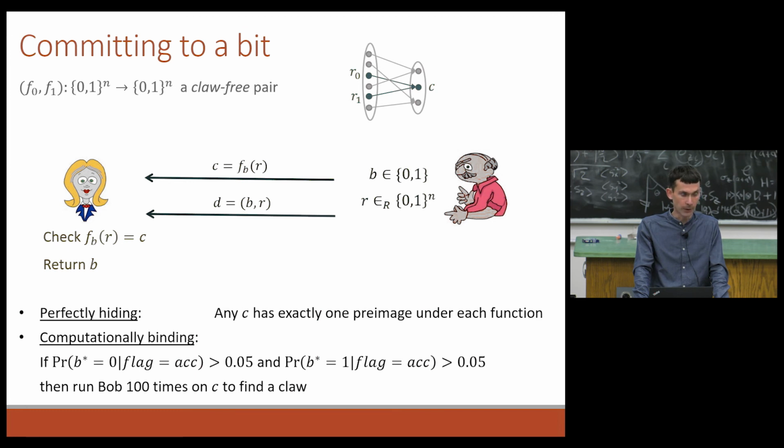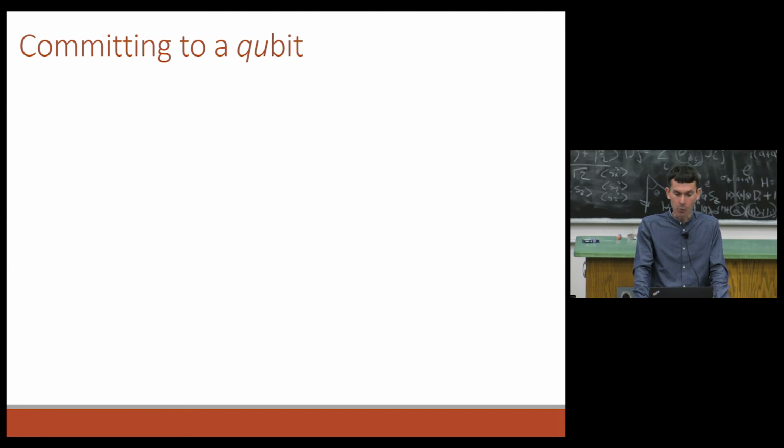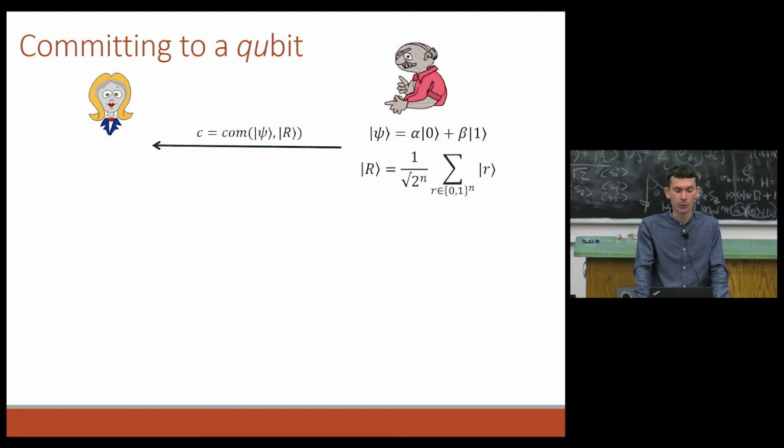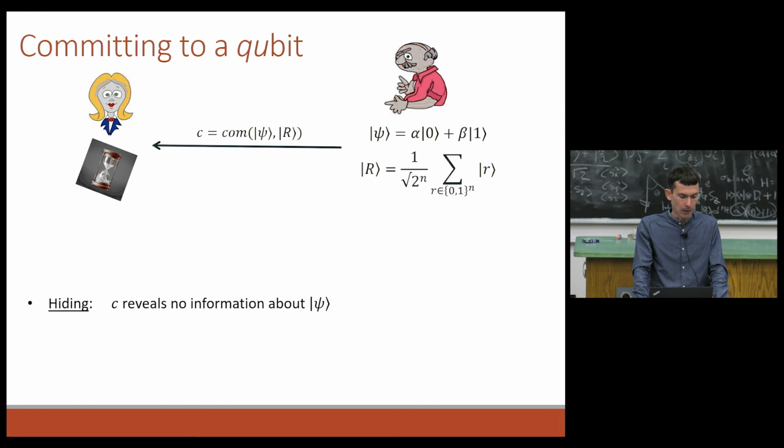So let me try to explain a little bit of this. It'll be some of the last things that I say. What do I mean by committing to a qubit? What's the setup? Bob has a qubit. I'd like Bob to send to Alice a classical string that supposedly commits to that qubit. It should be hiding just as before. So this classical string should not reveal any information about the quantum state. Then we could wait. And now there's going to be a difference.